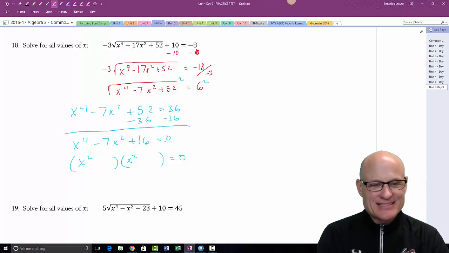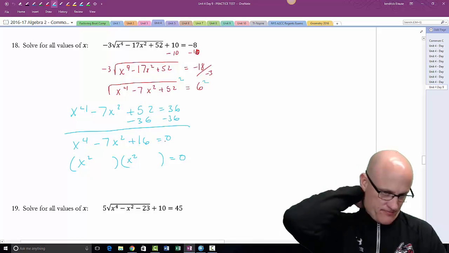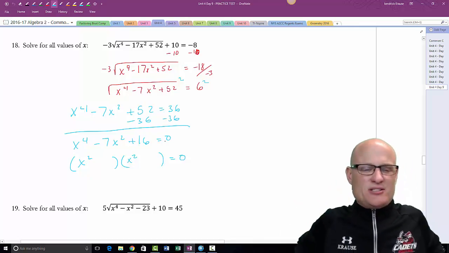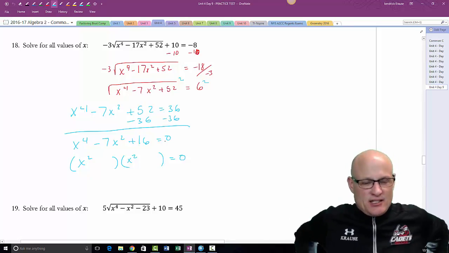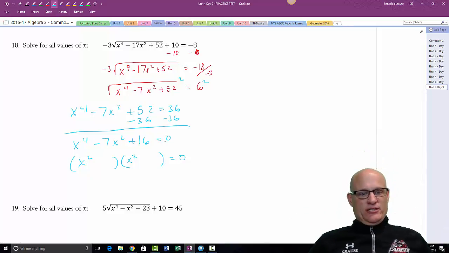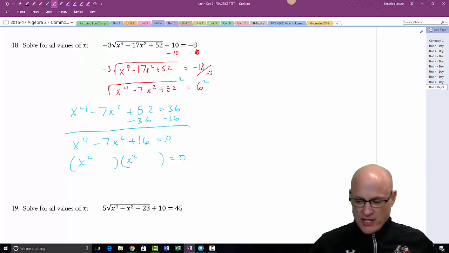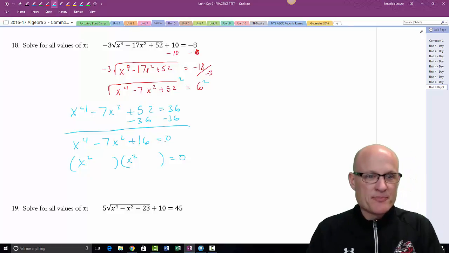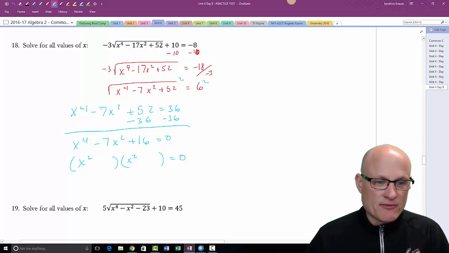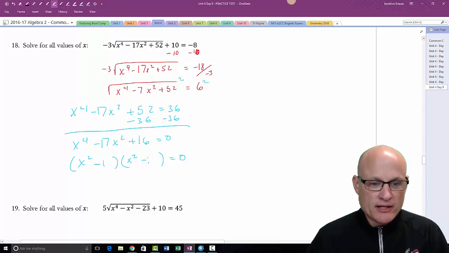What multiplies to 16 that adds up to 9? 4 and 4, that ain't going to do it. 8 and 2 doesn't do it. I am such an idiot. I knew something was off. Here it is. I knew it wasn't going to factor, so I was trying to figure out what I missed. It's a 17. So this should be minus 1, minus 16.